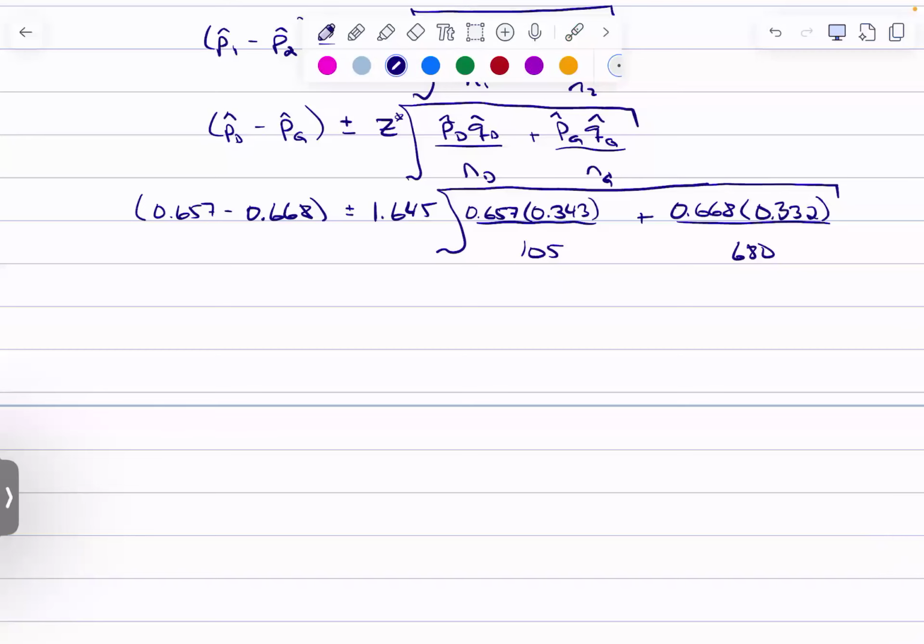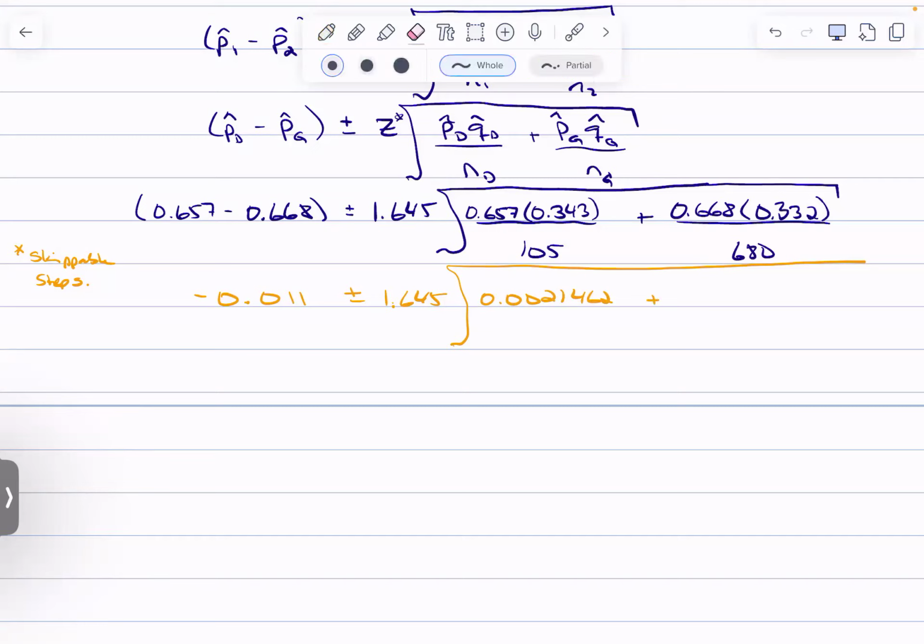Maybe I will do them in orange. Skippable steps, right, in terms of showing your work. 0.657 minus 0.668 gives me a difference of negative 0.011. 0.657 times 0.343 divided by 105 is 0.002142.